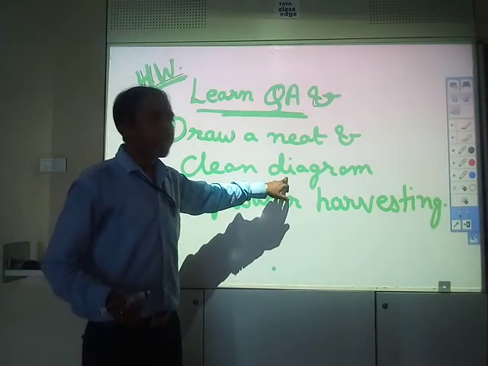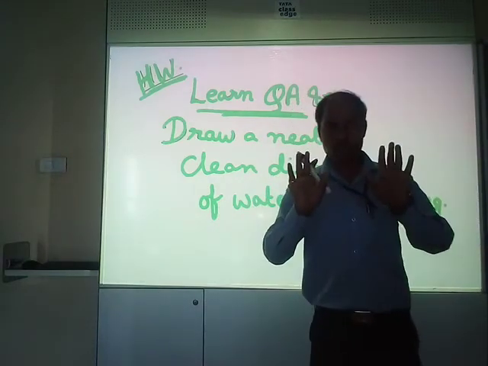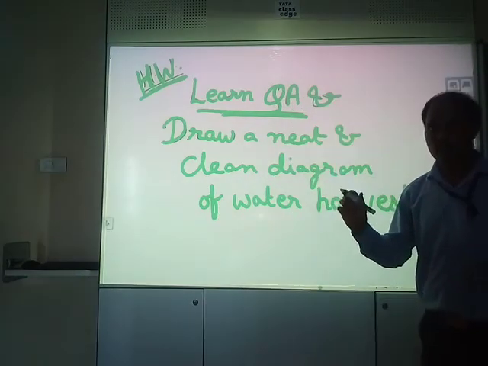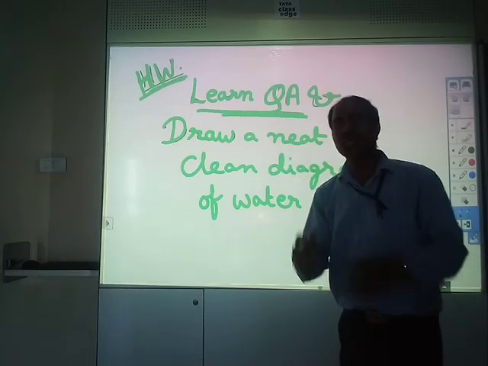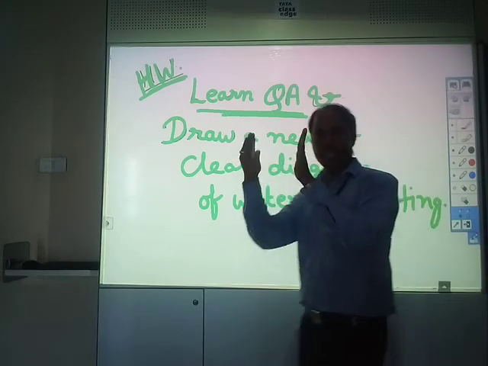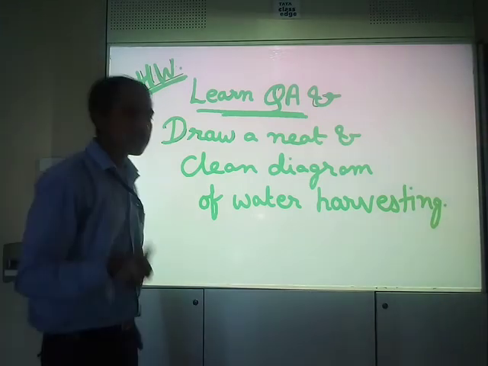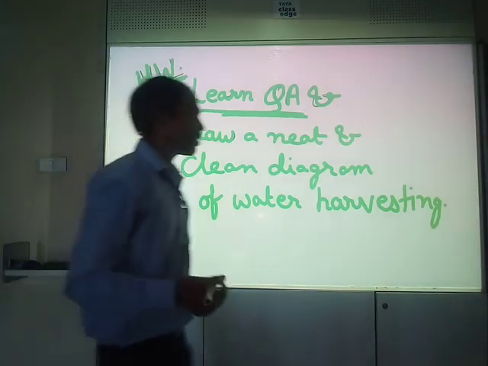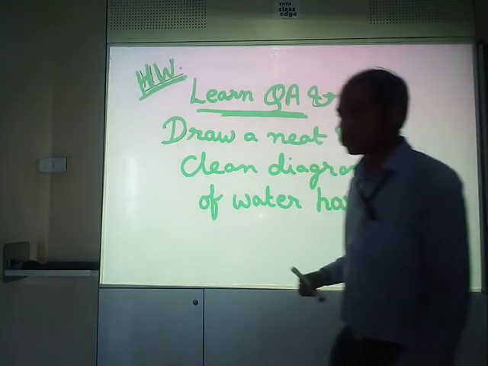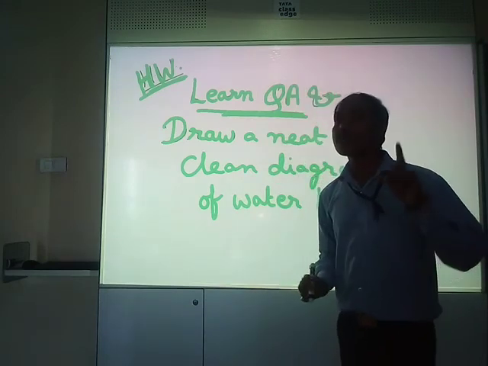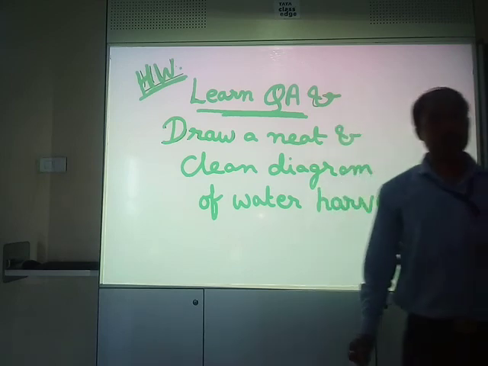This diagram will be made in your plain part. That means your interleaf copy. Do you know you have to make an interleaf copy for geography? Inside that interleaf copy, one side will be ruled, another side will be plain. So the diagram should be placed in the plain part, the drawing part, not in the ruled side. Right? That is a common thing that you might be doing in standard 7 also. So make a clean diagram of water harvesting and you have to learn the question answers. Whether I give the homework of learning the question answers or not, you have to learn them here, because it is high time for learning.